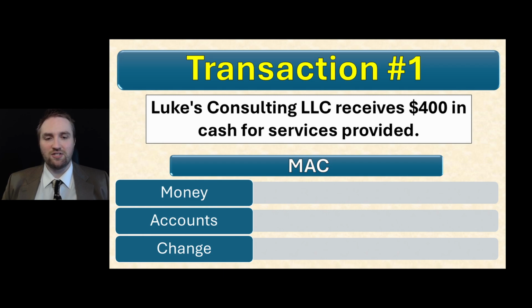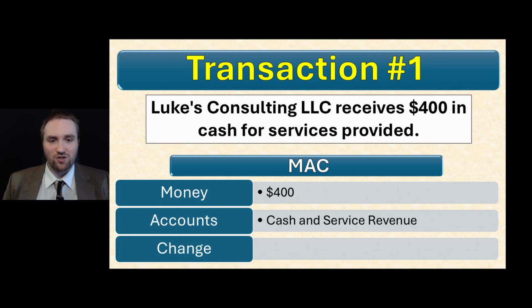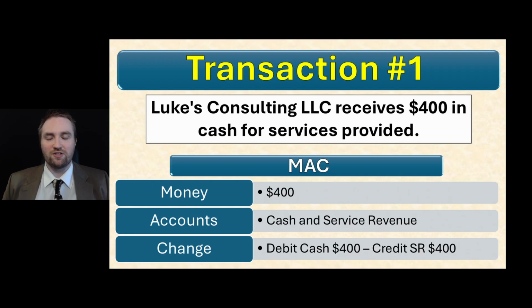Luke's Consulting LLC receives $400 in cash for services provided. Money, $400. Accounts, cash and service revenue. Change. Debit cash, $400. Credit service revenue, $400. Pretty straightforward. The accounts are explicitly stated, cash in exchange for a service. We know that cash is on the left-hand side of the accounting equation, and thus has a debit balance. Likewise, service revenue adds to owner's equity, which is on the right side and has a credit balance. Therefore, the correct bookkeeping is debiting cash $400 and crediting service revenue $400.